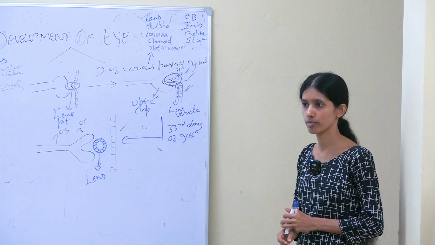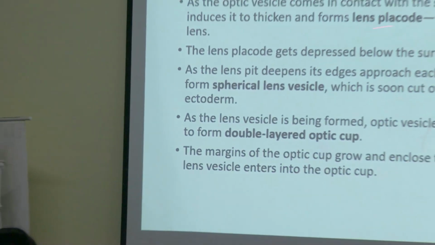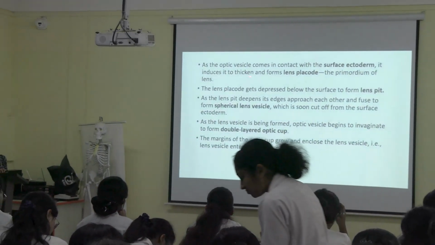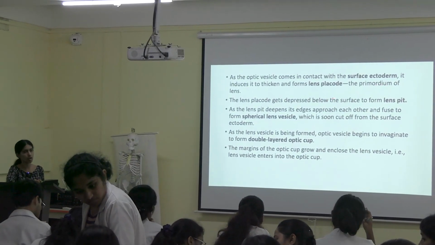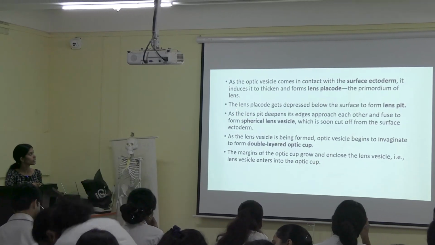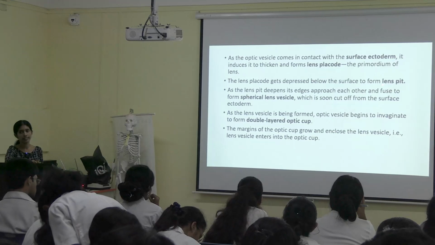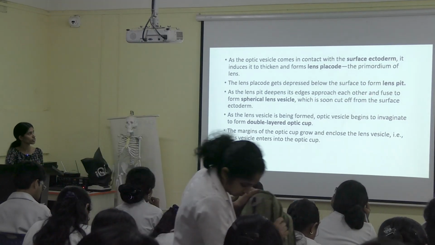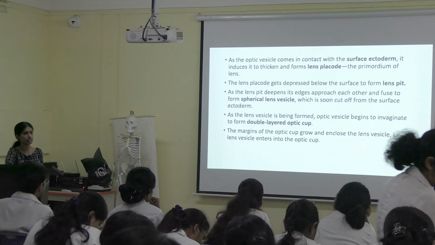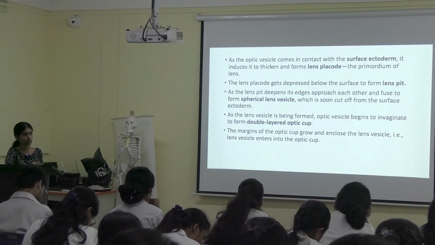No doubts? Okay. When the optic vesicle comes in contact with the surface ectoderm, it induces it to thicken and form a lens placode, that is the primordium of your future lens. The lens placode gets depressed below the surface to form the lens pit. As the lens pit deepens, its edges approach each other and fuse to form a spherical lens vesicle, which is soon cut off from the surface ectoderm.